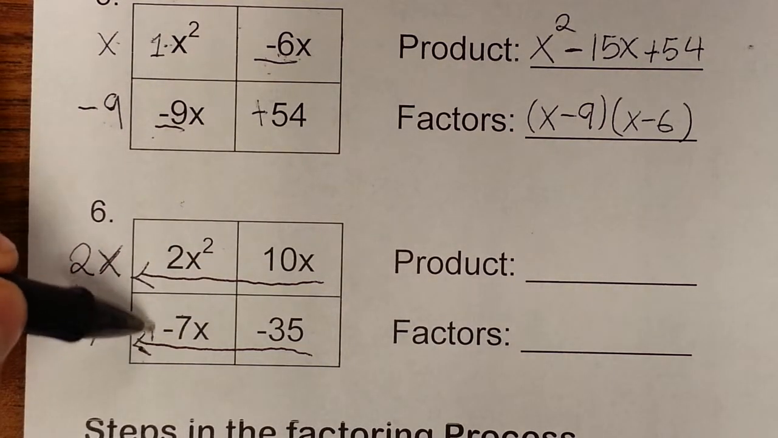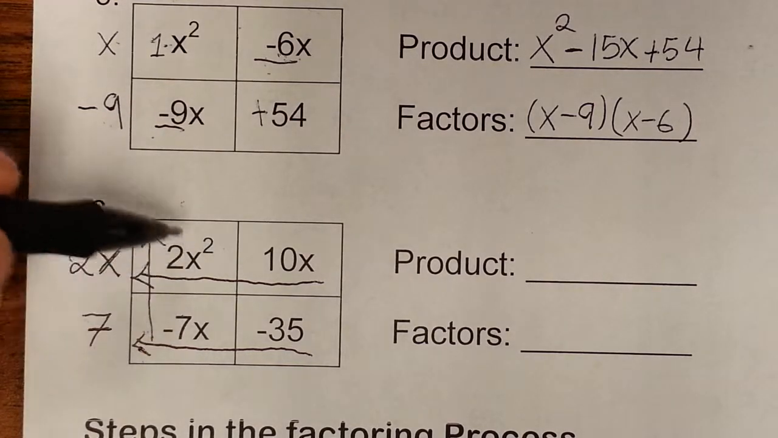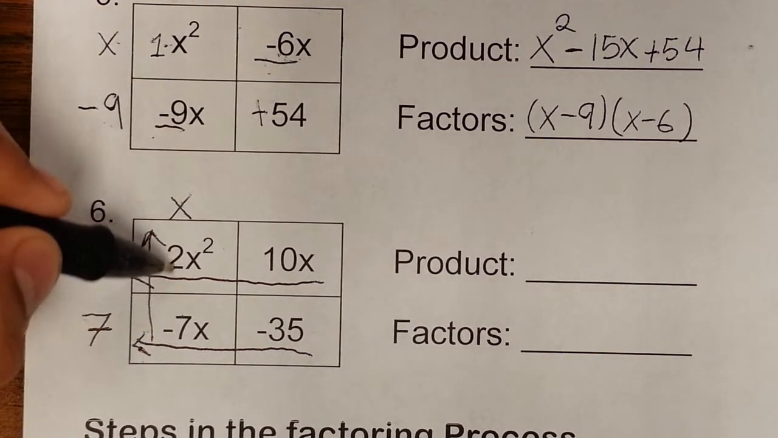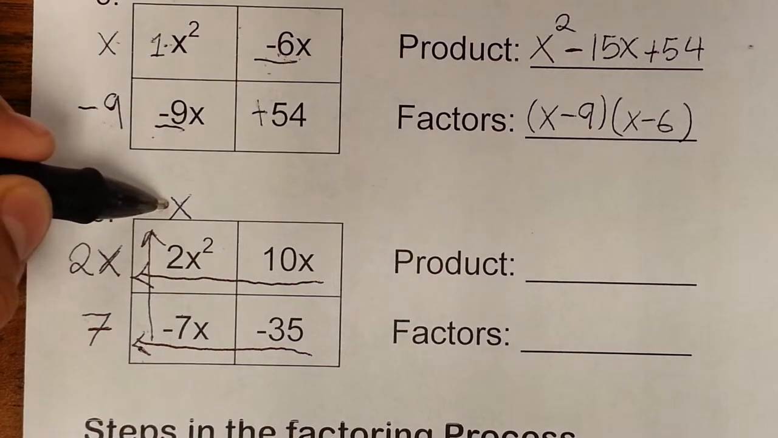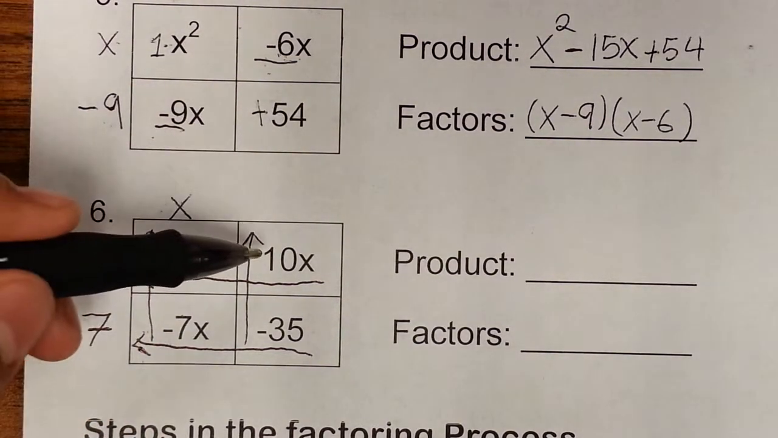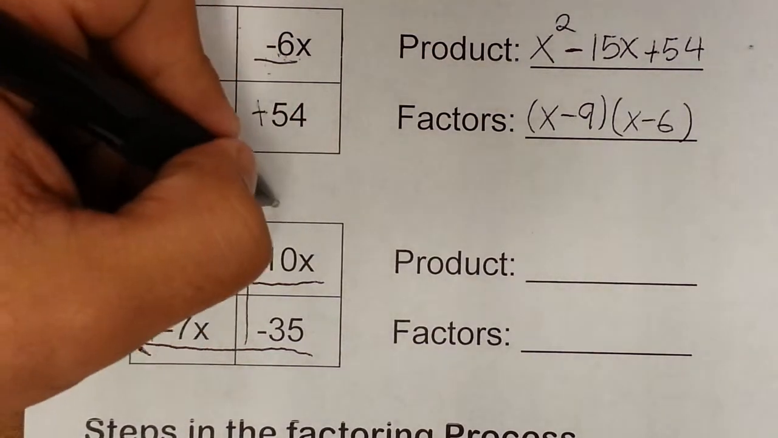For 2x squared and negative 7x, they both have an x that I can factor out. 2 cannot go into 7, so there is no 2 to factor out. We could factor out a 1, but we don't need to write the 1. And then for 10 and 35, 5 can go into 10, and 5 can also go into 35. So I will put a 5 here.